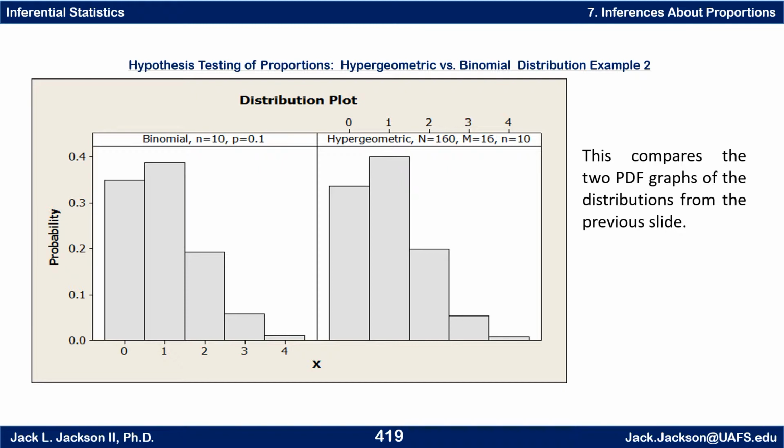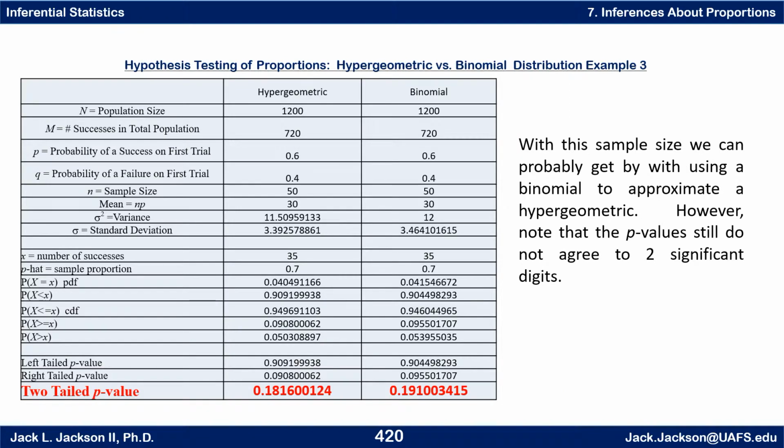Maybe or maybe not enough to make a difference in your decision on your hypothesis test, depending on what the numbers come out to be. Now we're getting big enough that we can probably get by with using a binomial to approximate a hypergeometric. The population size is 1,200. We're doing a sample of size 50. And the number of successes in the sample is 35, and we do a two-tailed p-value, and you can see those numbers in red at the bottom.